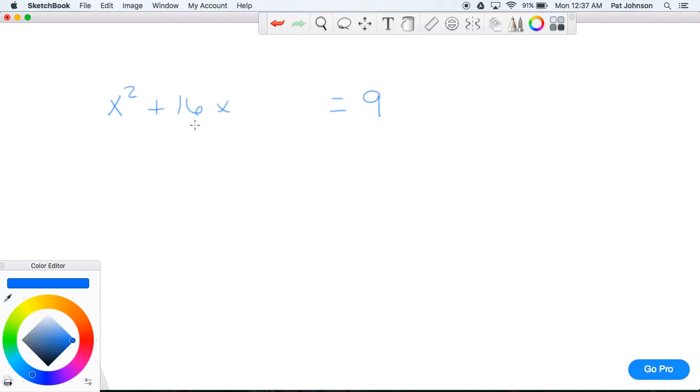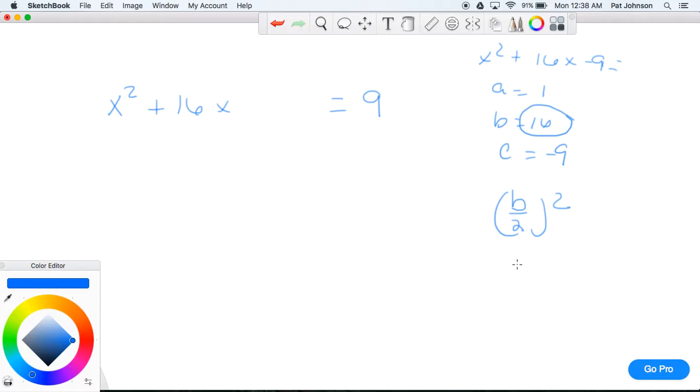Once we do that, in order to complete the square, remember, if we put this in standard form, we would say a is 1, b is 16, and c equals negative 9. All we care about is b, which is 16. To complete the square, you take b over 2 and you square it. So we take 16 over 2, and we square it. We do the inside first: 8 squared, which equals 64. So we're going to add 64 to the left side.